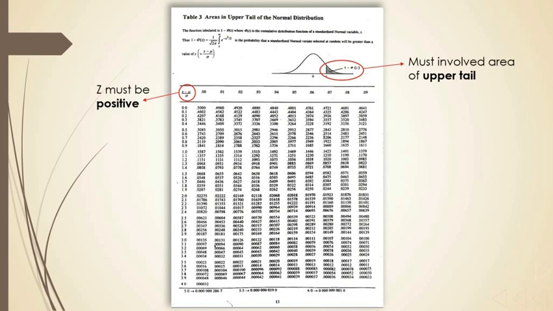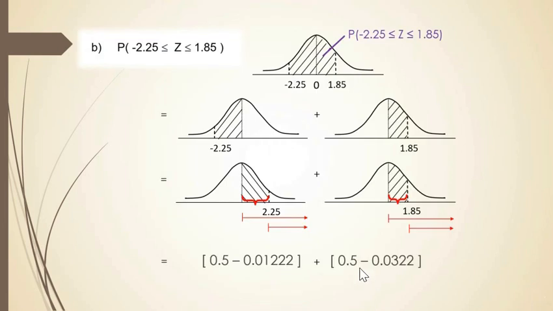Upper tail of 2.25 is 0.0122. And the upper tail of 1.85 is 0.0322. That's how we get these two values here. So simplifying this, it will give us the probability that Z is in between negative 2.25 and positive 1.85 to be 0.9556.